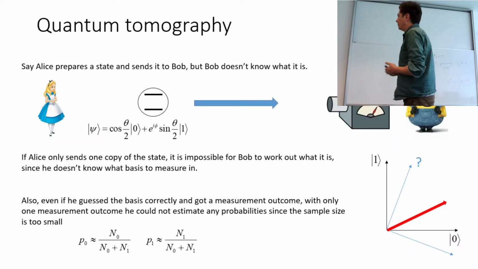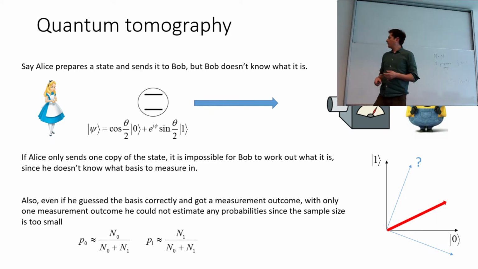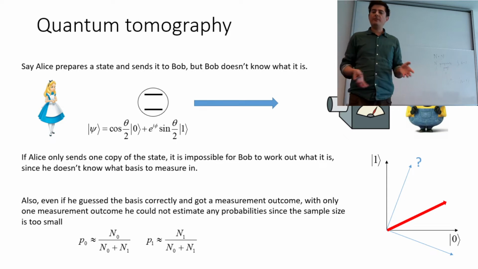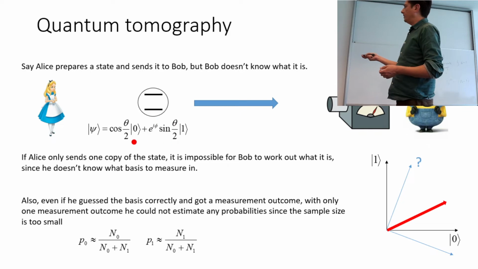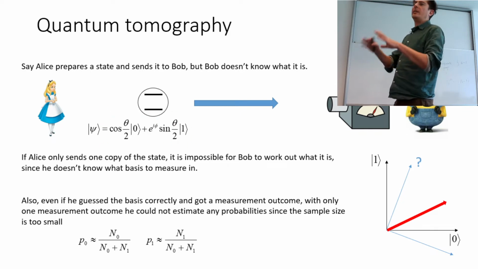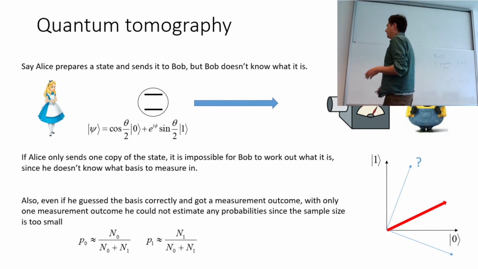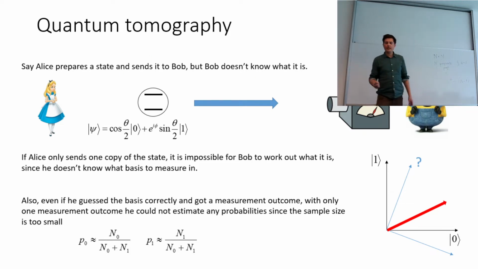And then finally we talked about quantum tomography, and this is basically where we do lots of measurements to try and figure out what an unknown state is. So Alice is sending this state. She knows exactly what that state is. Like, she made it. She knows that it's that state. Bob does not know what it is, right? And he wants to do a measurement to figure out what it is.